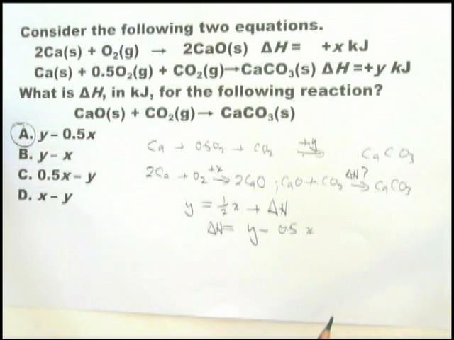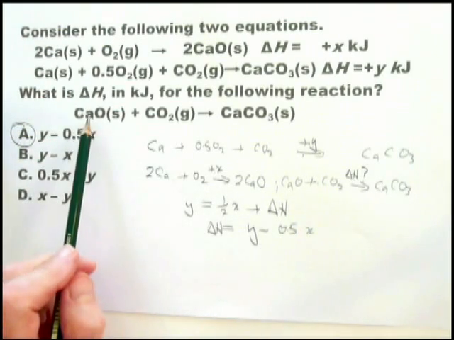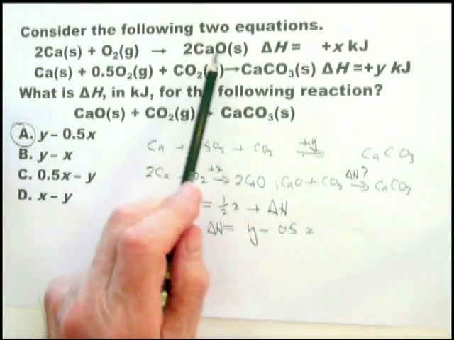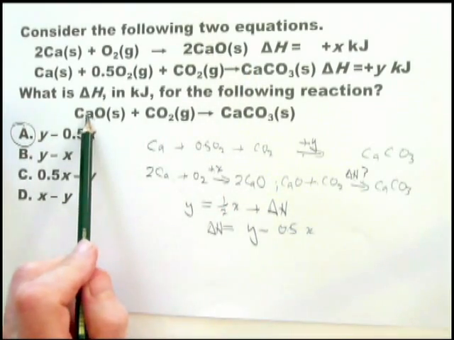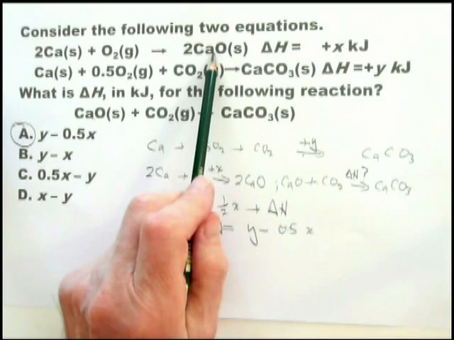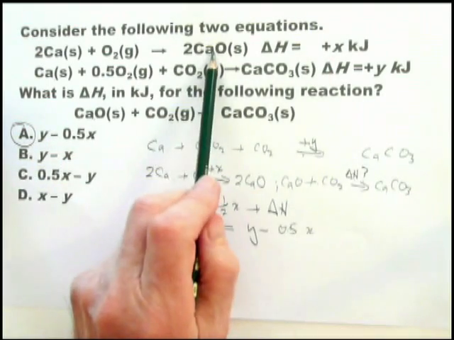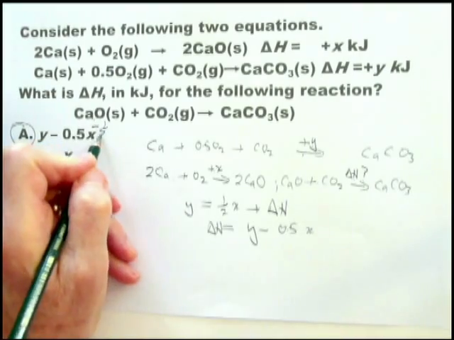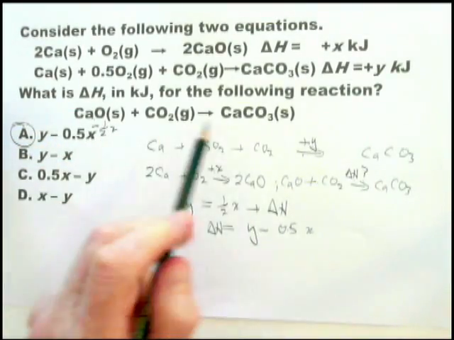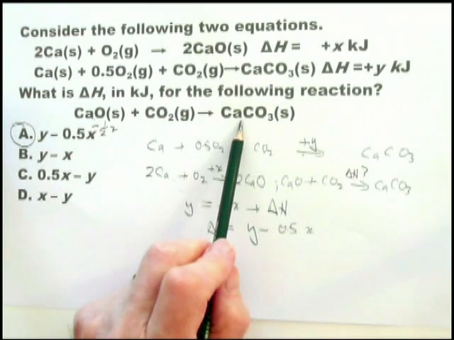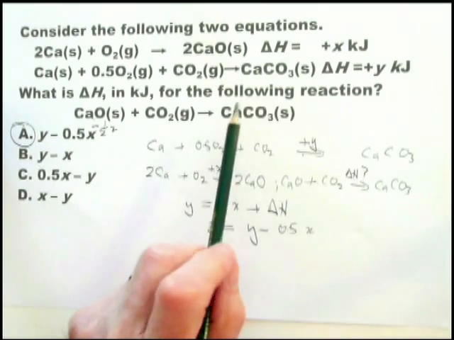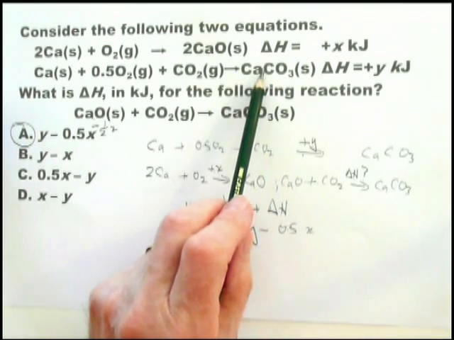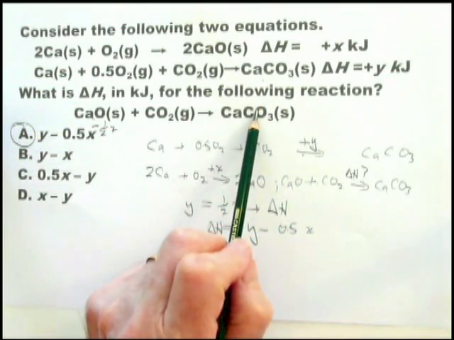The second way of doing it is simply to look at each of these and say, I've got a CaO there, so it's on that side, and this CaO is on the other side. So first of all, I've got to halve it, and then I've got to make it negative, so it's minus half x. And then you go over to CaCO3. That's negative, and that's on that side, that's on that side, so they stay there.